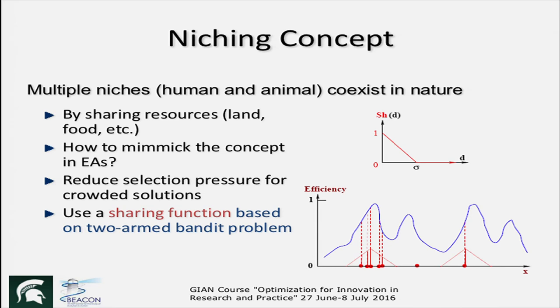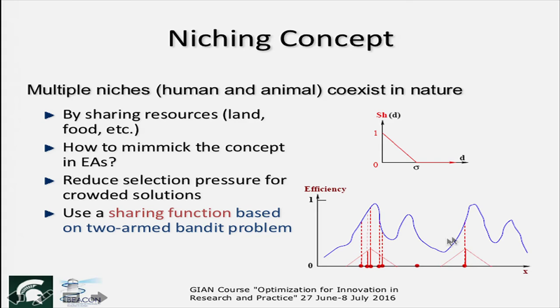How has nature solved it? In a broad way, by sharing resources. That means this land, for example, food. We don't encroach on each other's land. If you do, then there will be just one niche that is going to survive. Okay? But if you share it, you say, okay, this is your niche, this is my niche, then separate evolution can take place. And there can be coexistence of different optima, coexistence of different niches, right? So that was the idea, very broad idea Goldberg had.